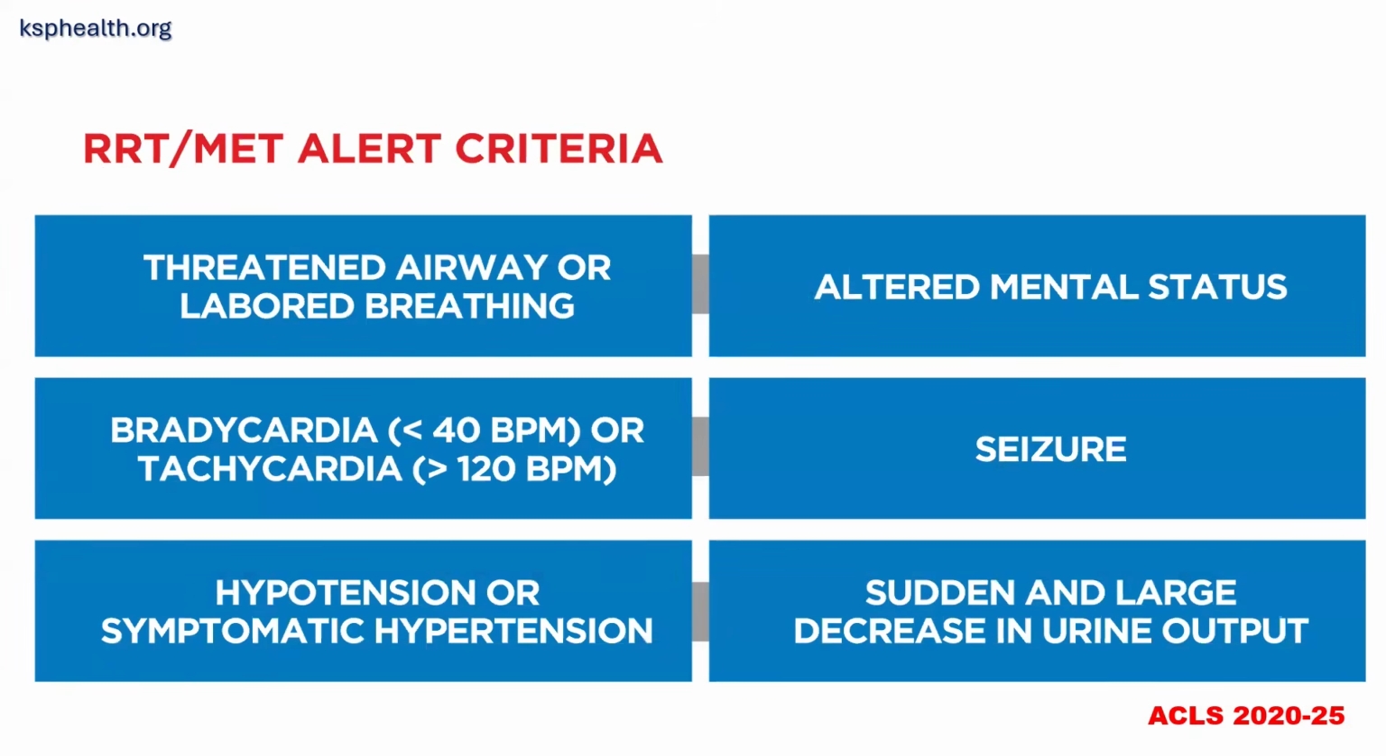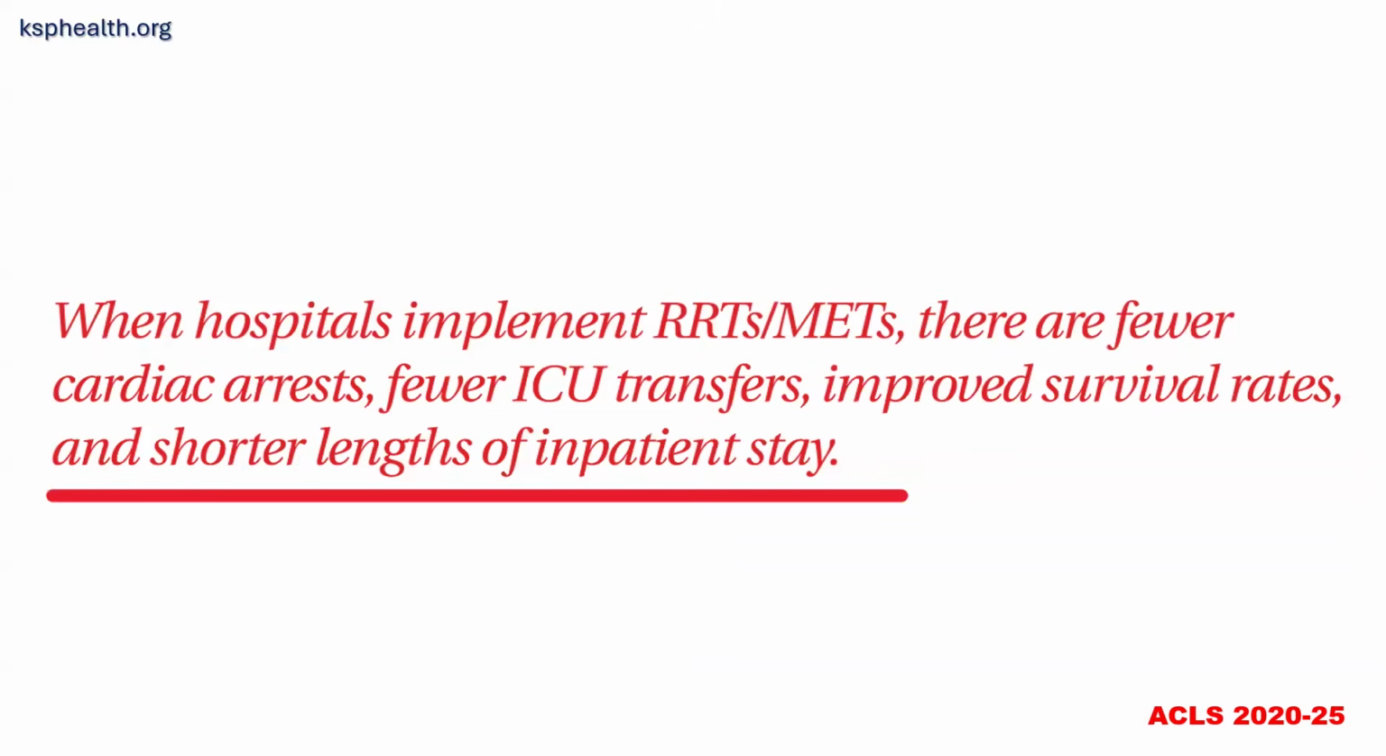These are the alert criteria for rapid response and medical emergency team. When there is a threatened airway or labored breathing, altered mental status, bradycardia, meaning less than 40 beats per minute, these are adult values, tachycardia more than 120 beats per minute, seizure, hypotension, symptomatic hypertension, sudden and large decrease in urine output. Any of them can alert or call for rapid response team or medical emergency team. When hospitals implement rapid response or medical emergency teams, there are fewer cardiac arrests, fewer ICU transfers, improved survival rates, and shorter length of inpatient stay.